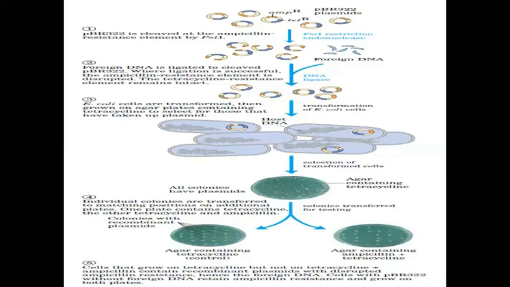Those I will discuss in a later video. But today I'm just talking about plasmid, which is an extrachromosomal circular DNA present in bacteria. They are very rapid in replication and they have an origin of replication.